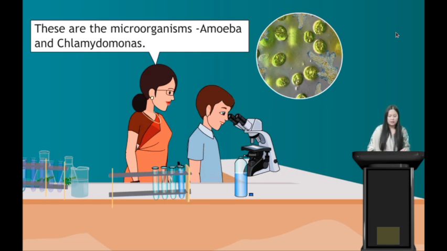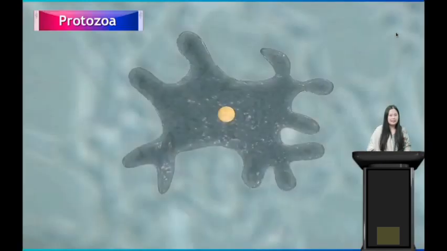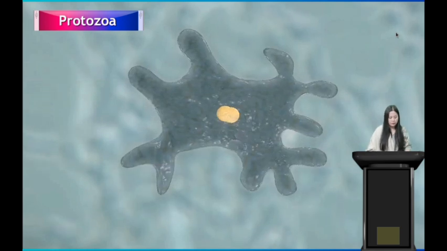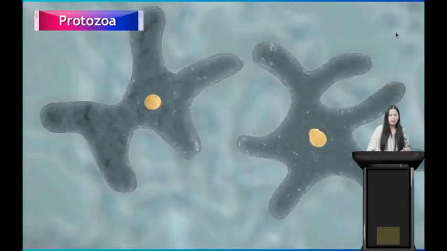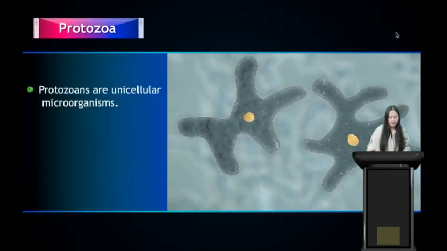The teacher said these are microorganisms like amoeba and chlamydomonas. The next type of microorganisms that we will discuss is protozoa. Protozoa are also single-celled microorganisms. They can be free living or they can be parasitic. Protozoans are unicellular microorganisms, so they consist of only one cell.